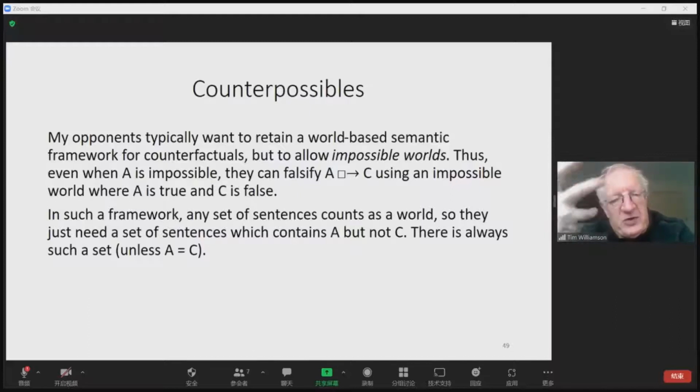Now, what you usually get with this kind of approach, the approach that I'm opposing, is that in such a framework, any set of sentences counts as a world. If you just take a set of sentences as a world, then all the sentences in that set are true of that world, and no other sentences are true of that world. So they just need a set of sentences which contains A but not C. There always is such a set, unless A and C are actually the very same sentence. That's the only case where they're going to have a problem, but that's a very special case, of course.